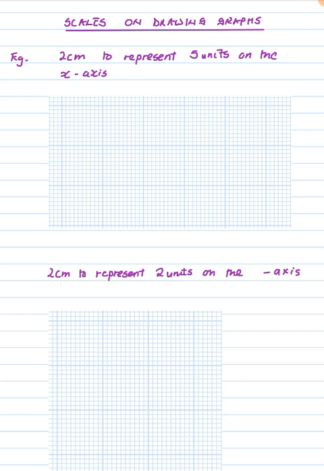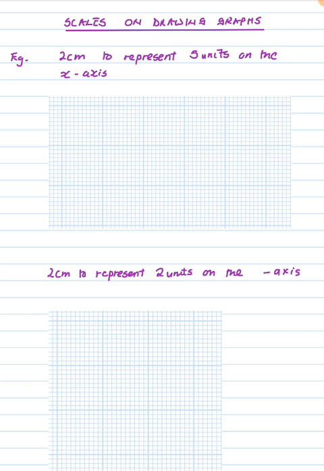is equal to x squared plus 3x minus 1. Then, using what? 2 centimeters to represent a certain number of units, 2 centimeters to represent another number of units on a different axis. So in this lesson we will look at how we interpret that, such that we can draw a graph that will make sense, or a graph that will give us marks.